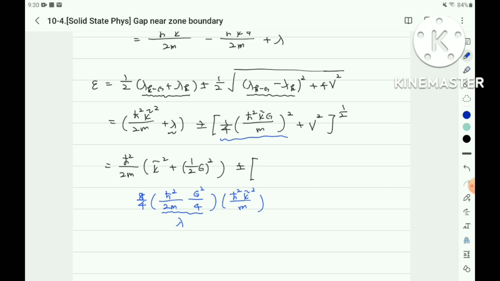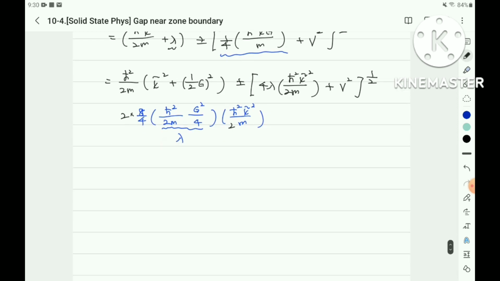Okay. It can be written down like this, and 4 lambda over h bar square k tilde square over 2m. Here it is 2 and also 2, plus v square, one half. It is a little bit tedious, but it is straightforward.